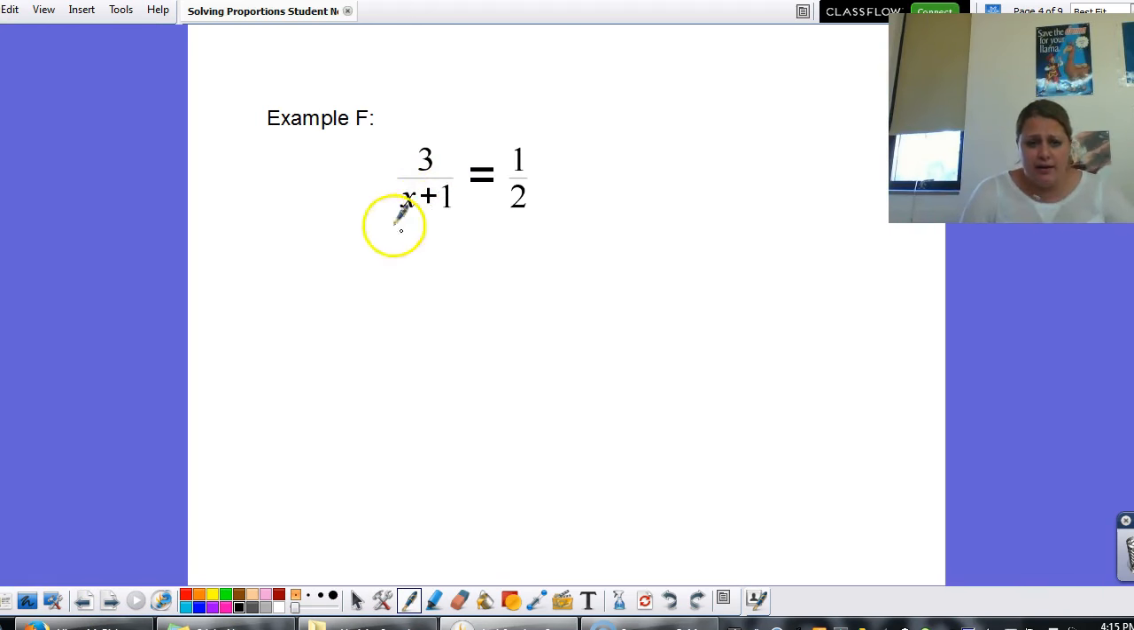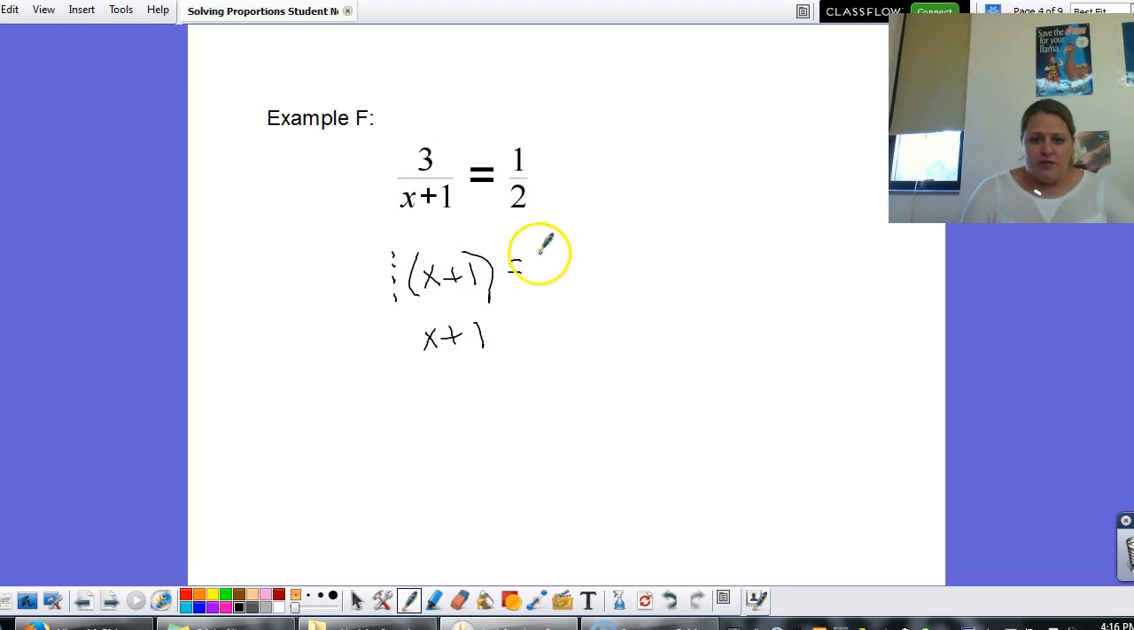So here I go again. X is hanging out with a plus 1, so that's a group I want to keep together. What is that group being multiplied by? 1. This is interesting. Well, what happens when we multiply anything times 1? Turns out it's going to be just that. Okay? Distributing 1, same thing.